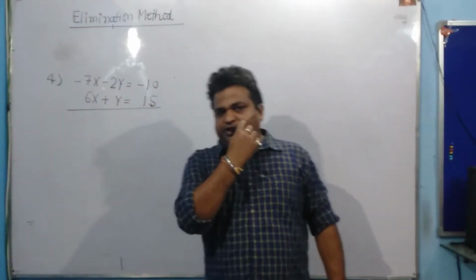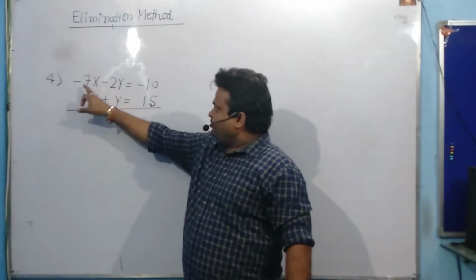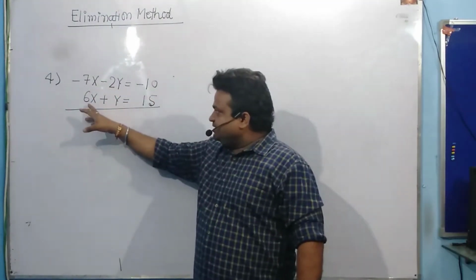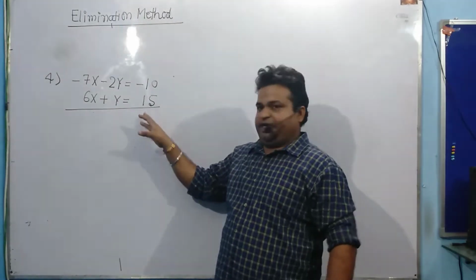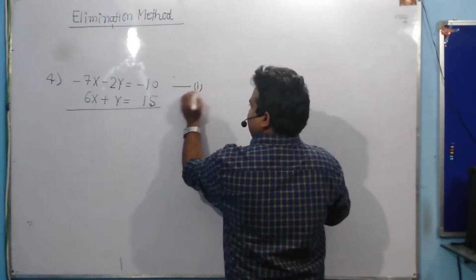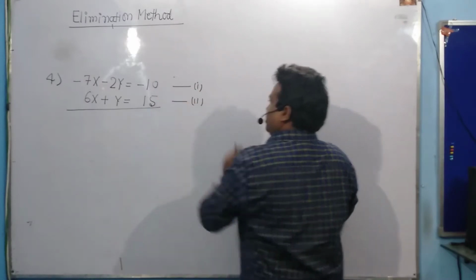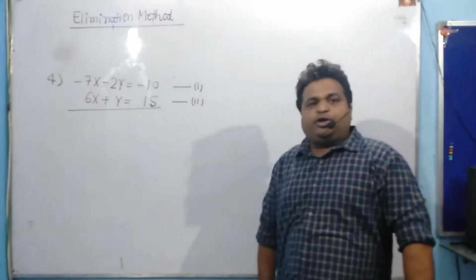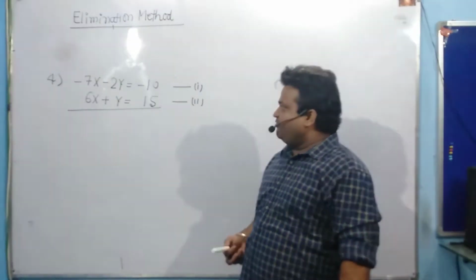Move to the next question. The equations are -7x + -2y = -10 and 6x + y = 15. This is my equation number 1 and this is equation number 2. Now solve the linear equations by the elimination method. So you need to find the value of the x variable and the value of the y variable.